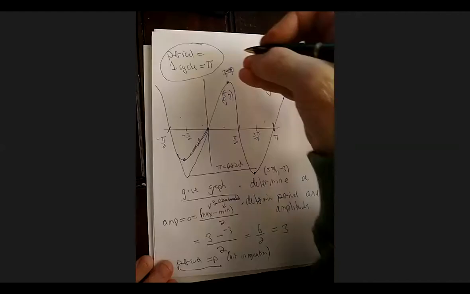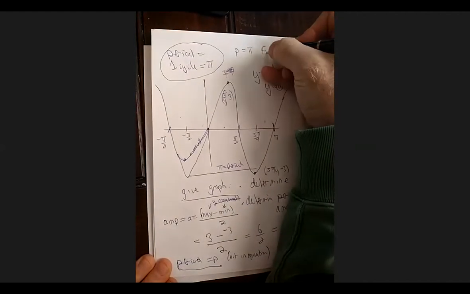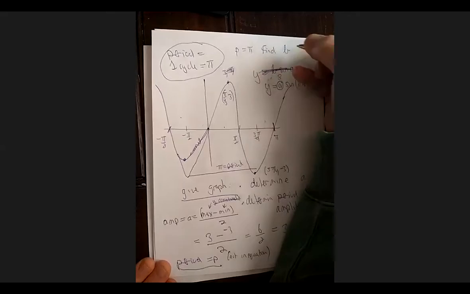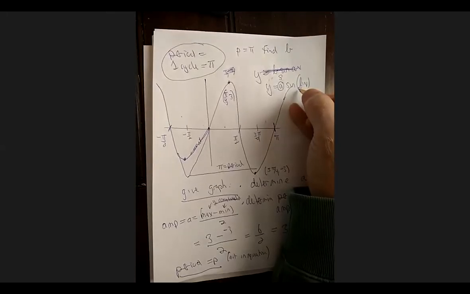Okay, so how do we use the period to find B? What's the formula for that? Because remember, we need to figure out what B is.